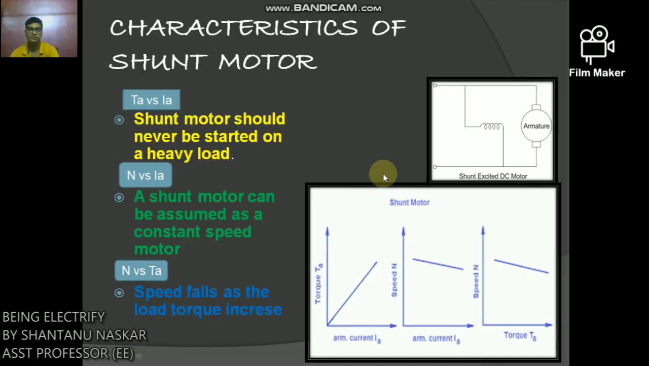Now comes the characteristics of the shunt motor. Same as before: torque versus armature current, speed versus armature current, torque versus speed. We know that in a DC motor, torque T is proportional to phi into Ia. Since the motor is operating from a constant supply, the flux is constant, neglecting the armature reaction. Now torque is proportional to phi Ia, so torque is proportional to Ia. So what happens if torque is proportional to Ia? It should be a straight line passing through the origin in this figure, thus.